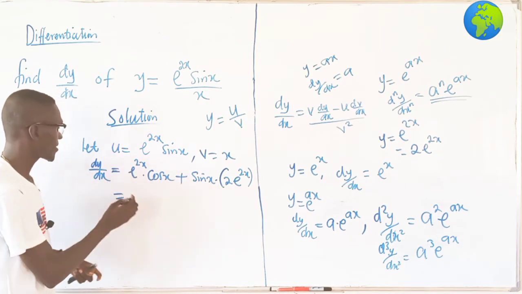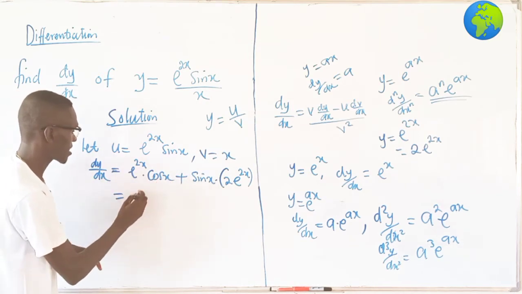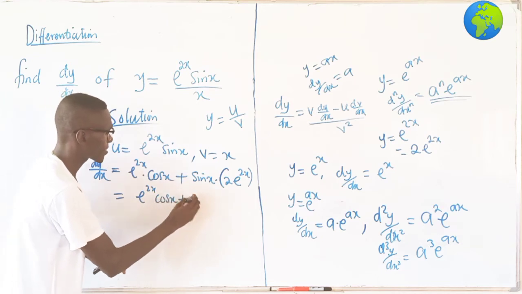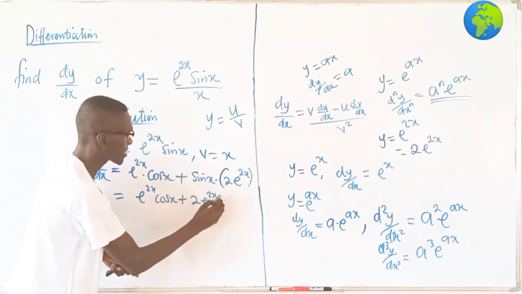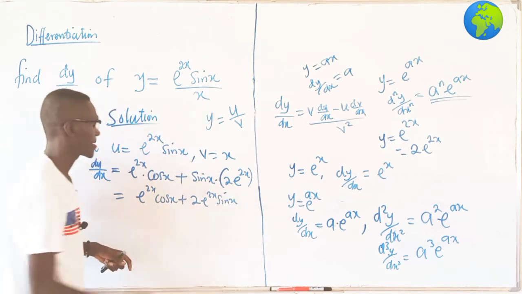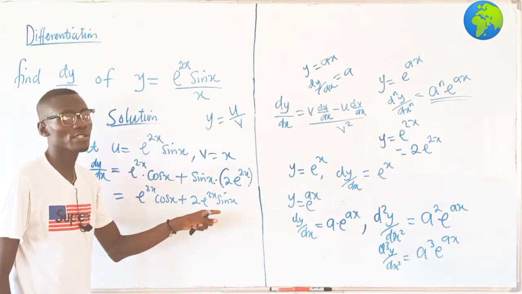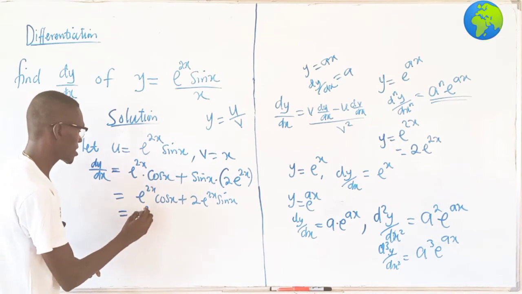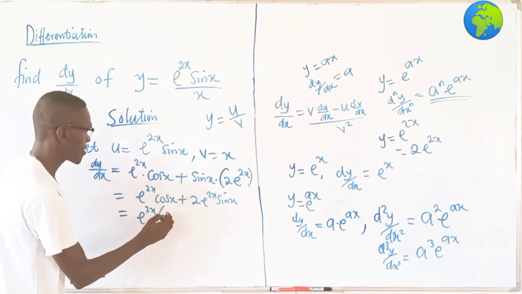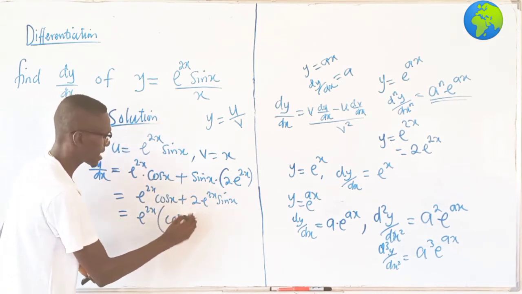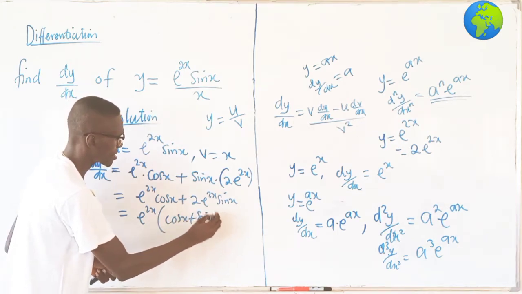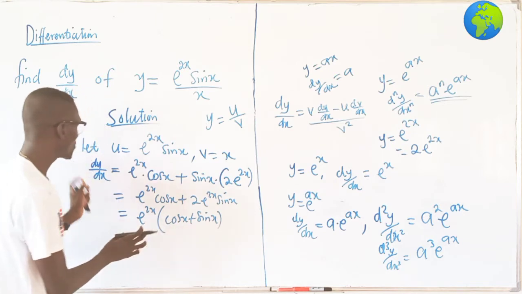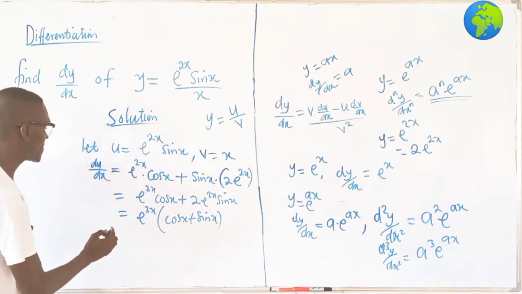So du dx is going to be, let's rearrange things. This is exponential 2x cos x plus 2 exponential 2x sine x. You can see we have exponential, we have exponential. That means we can factor it out, right? So this is going to be exponential 2x, open bracket, cos x plus sine x, right? So this is it. Since we've gotten du dx, the next thing is to find our dv dx, right?